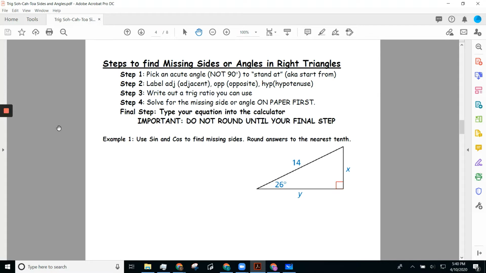And I've broken it down to a series of steps. The first step is to pick an acute angle. That means don't pick the right angle. It's not the 90 degrees. So you're going to pick an acute angle to stand at or to start from. From that angle's perspective, you're going to label the adjacent, opposite, and hypotenuse. Once you do that, write out a trig ratio. So think about SOH CAH TOA. Solve for that missing side or angle on paper first. And that part's important. If you try jumping it into the calculator right away, you're more likely to make a mistake until you are very familiar with how to do this.